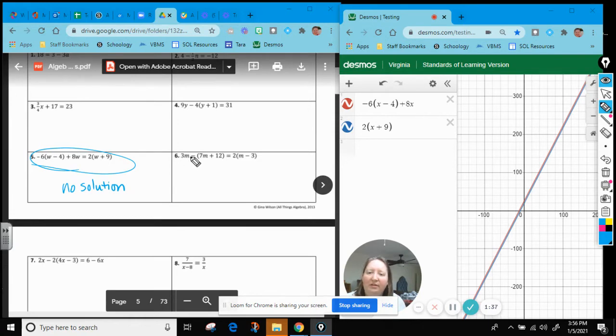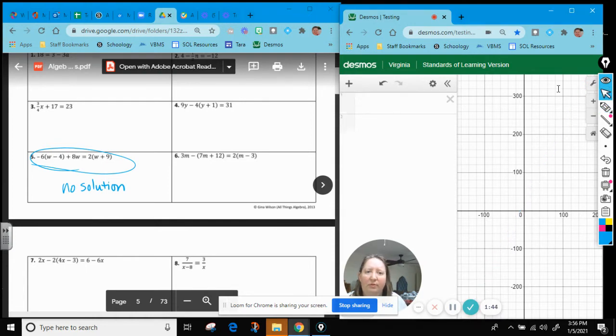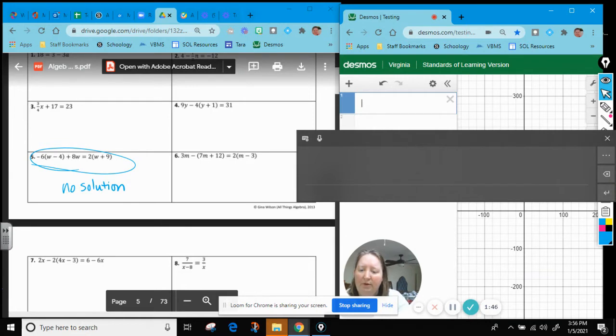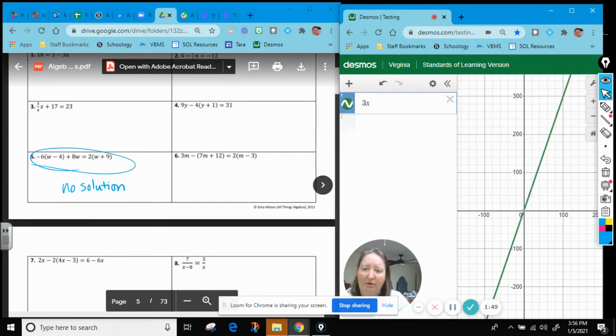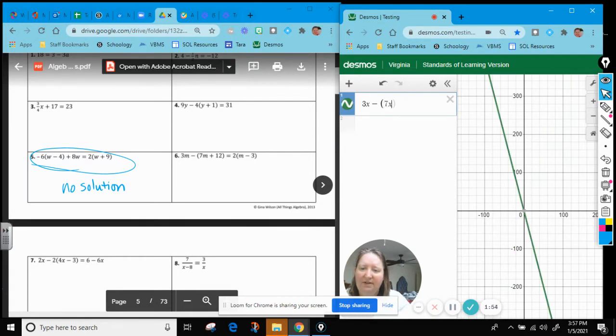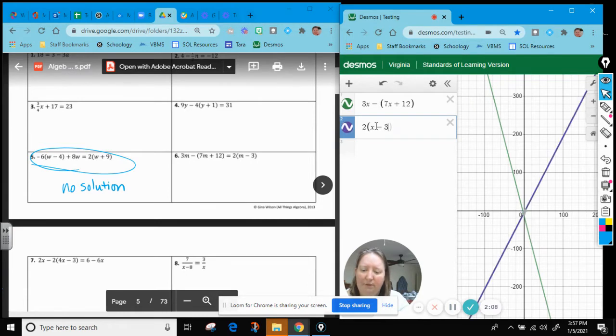Okay, well, let's look at another one. How about this one right here? Let's go change it. We'll come up here, and instead, we're going to get rid of those two, and we're going to type in the new problem. So 3x, we're not going to use m, minus parentheses, just type it in just as it is, 7x plus 12, parentheses. And then on the other side of the equals, I'm typing in 2 parentheses, x minus 3. Okay, and now they do cross.